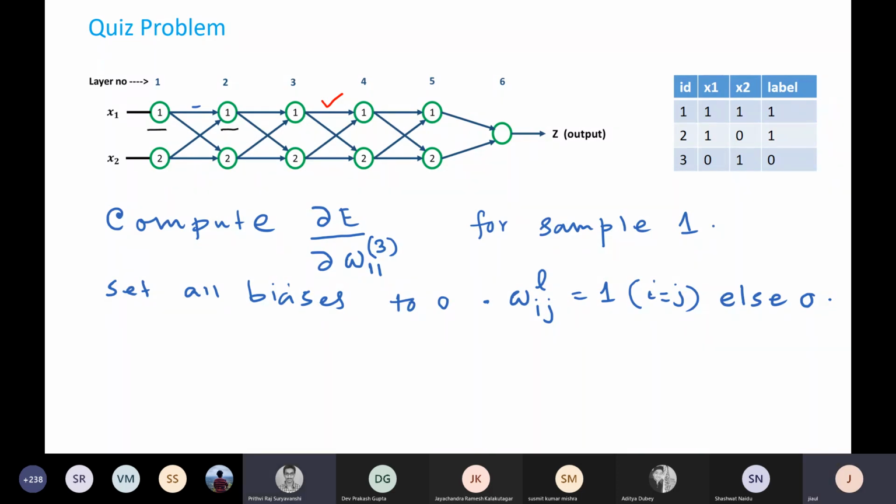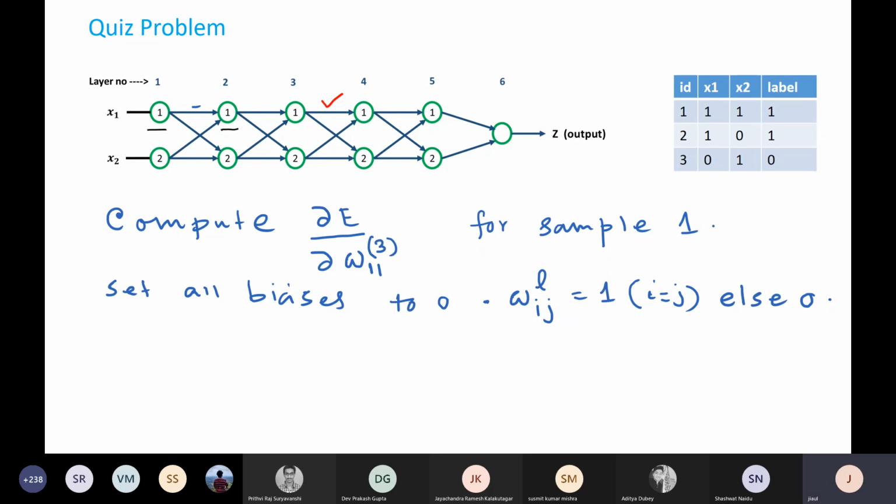Now we'll do the backward pass. First you have to compute these numbers for all the weights associated with, say, layer 5 to layer 6: W511 and W521, and then the bias for the 6th layer. So you have to compute all these partial derivatives.